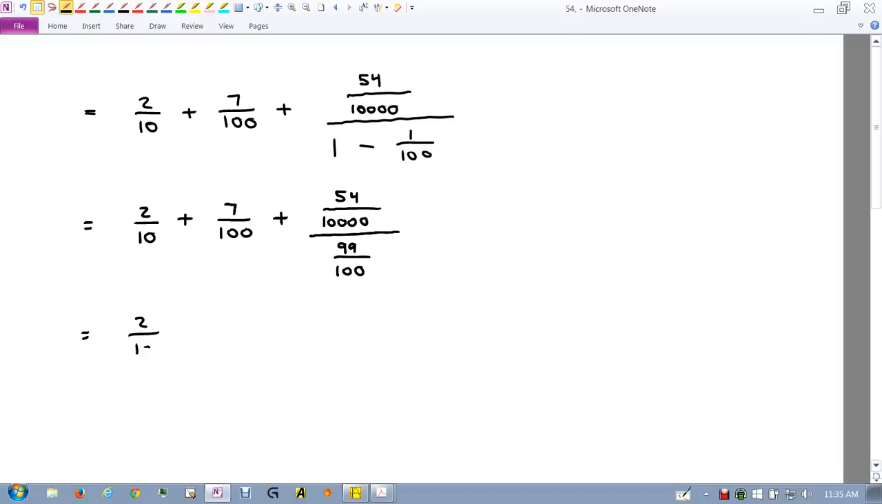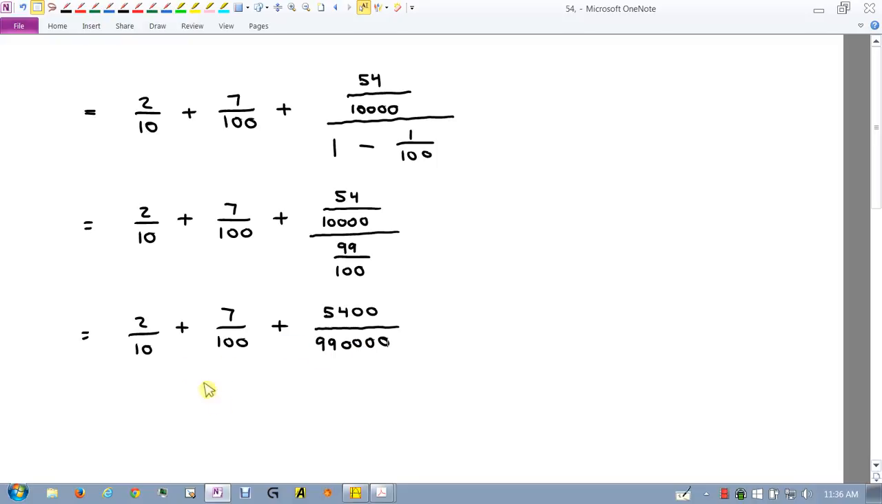So you get 2/10 plus 7/100 plus, what does this turn out to be? Was it 5,400 over, is that right? When you flip this fraction up, 100 times 54, isn't that 5,400? And then the 99 comes and hits this, 99 times 10,000 is going to be, is that right, 990,000? Okay, we're almost there.